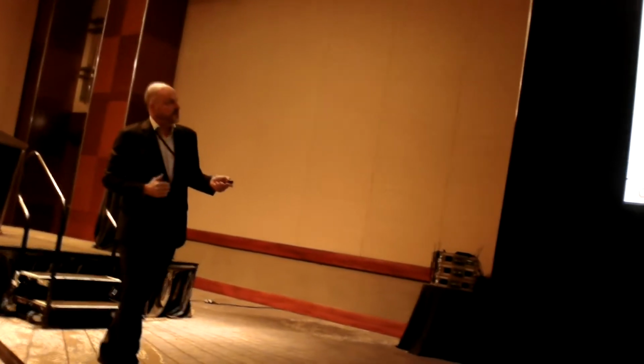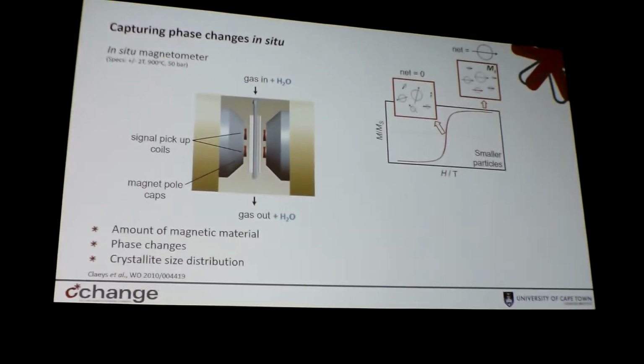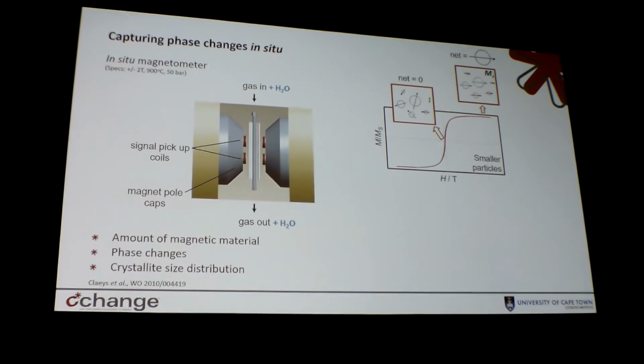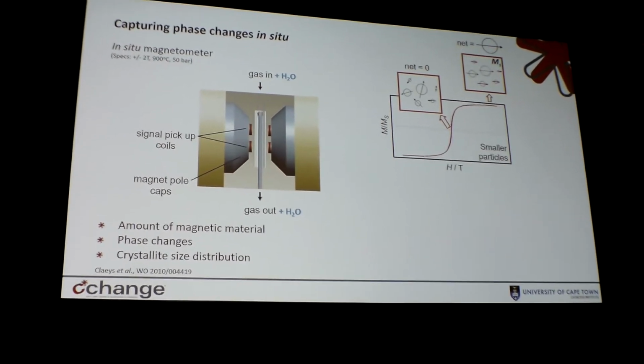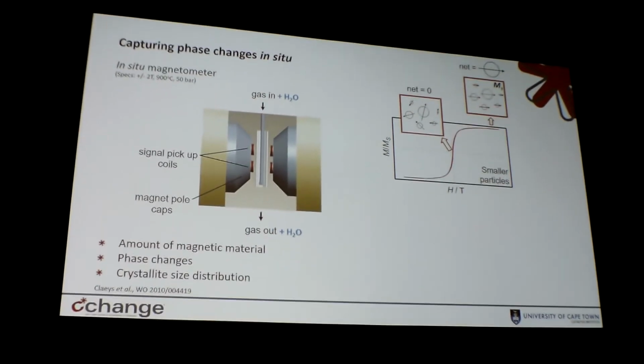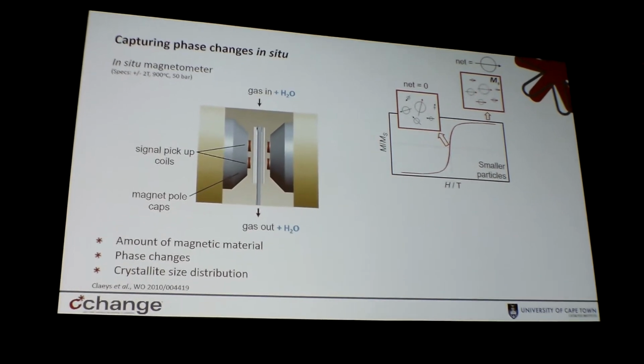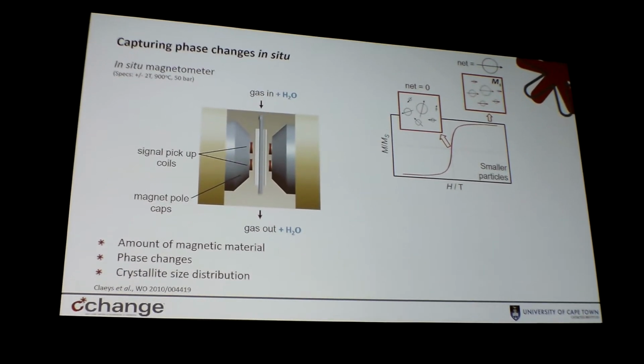At full throttle, it's 2 Tesla here. We're magnetizing all the crystallites of the different sizes, and we call this saturation magnetization. This gives us an idea of what the degree of reduction is at any point in time, or how much metallic cobalt is present in our sample.